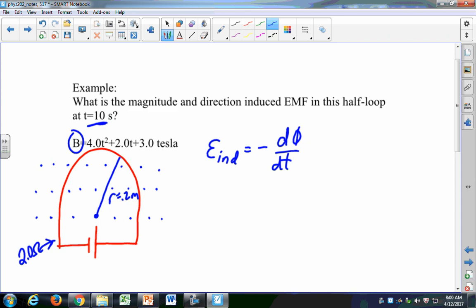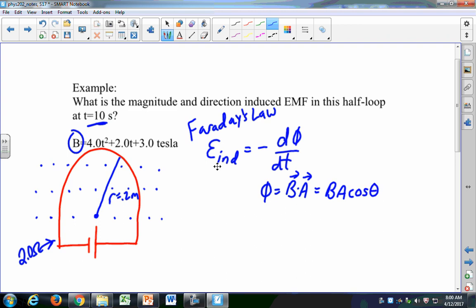So I have, from Faraday's law, that the induced EMF is minus d phi dt. And remember that phi is equal to B times A. It's actually B dot A. But in this case, the area and the magnetic field are in the same direction, right? So the cosine of that angle is going to be cosine of 0 degrees. So I can say that this is equal to BA cosine theta. That's my definition of a dot product. But here, theta is 0 degrees, so this is just equal to B times A.